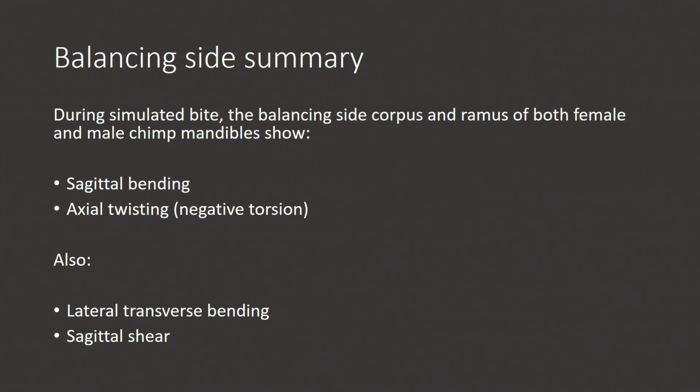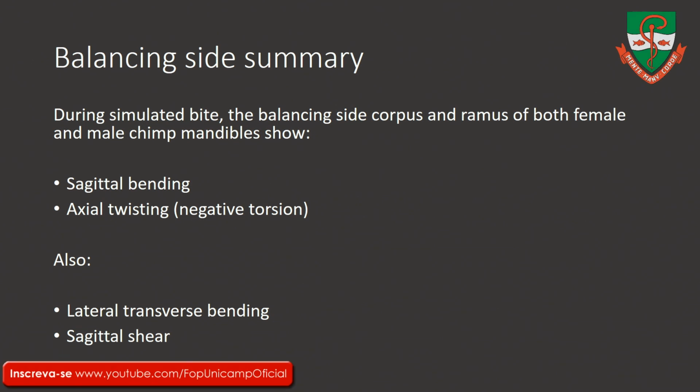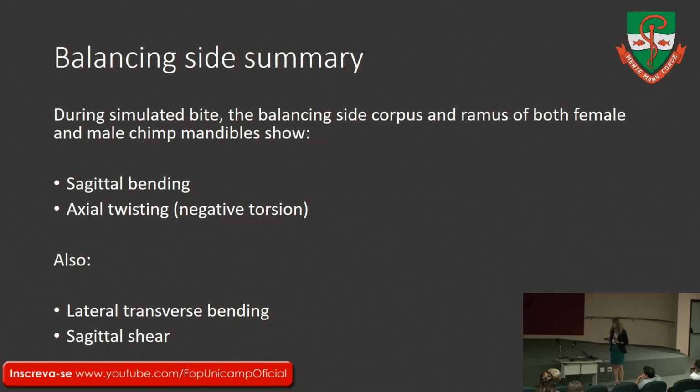So during simulated biting, the balancing side corpus and ramus of both female and male chimpanzees show sagittal bending, yes, and axial twisting. We see negative torsion. And we also see evidence of lateral transverse bending and sagittal shear.